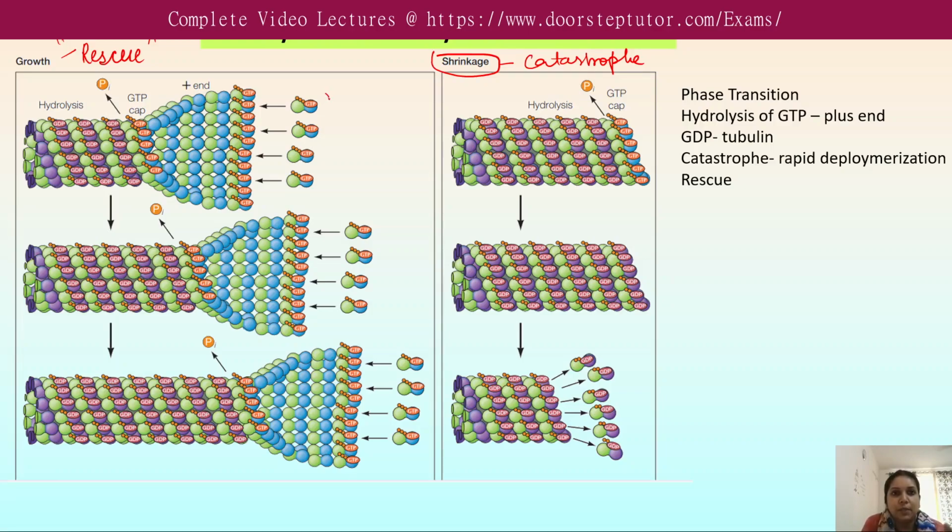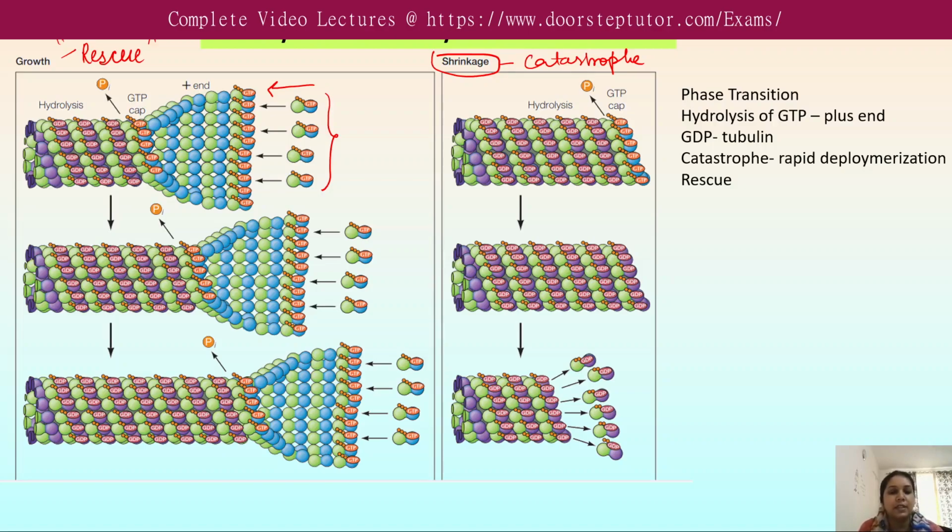As soon as the GTP-bound tubulin molecules or dimers are added to the positive end of the microtubule, a cap is provided by the GTP. Now, what happens if the cap is provided by the GTP? As long as that cap is present, they do not undergo hydrolysis. But if the hydrolysis is going to happen, the GTP is converted to GDP, and the shrinkage of the microtubule, that is, the removal of the dimer molecules from the microtubule, takes place.